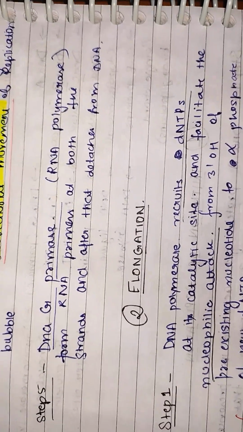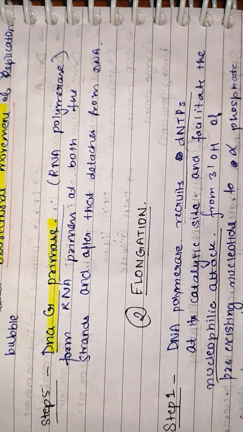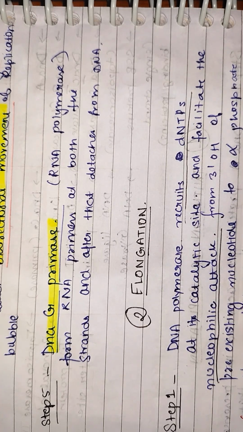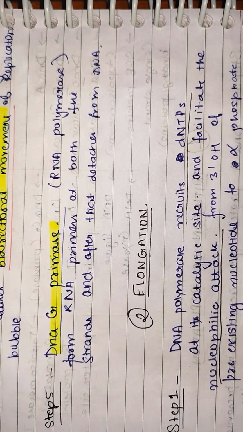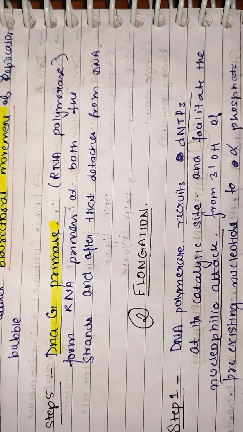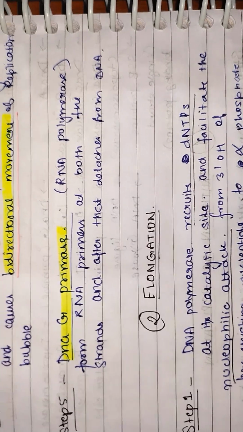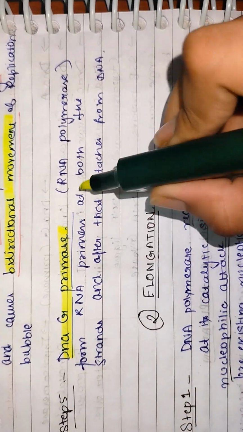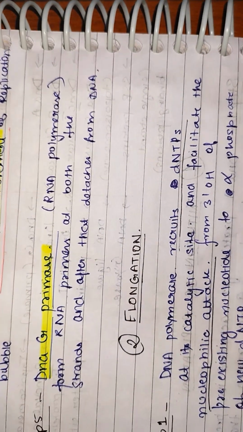After this step, in step 5, DNA G primase protein is involved. What is DNA G primase? It is basically a type of RNA polymerase. The function of DNA G primase is that it forms primer. It forms RNA primer on the DNA strands, on both the strands, and after that it will detach from the DNA.